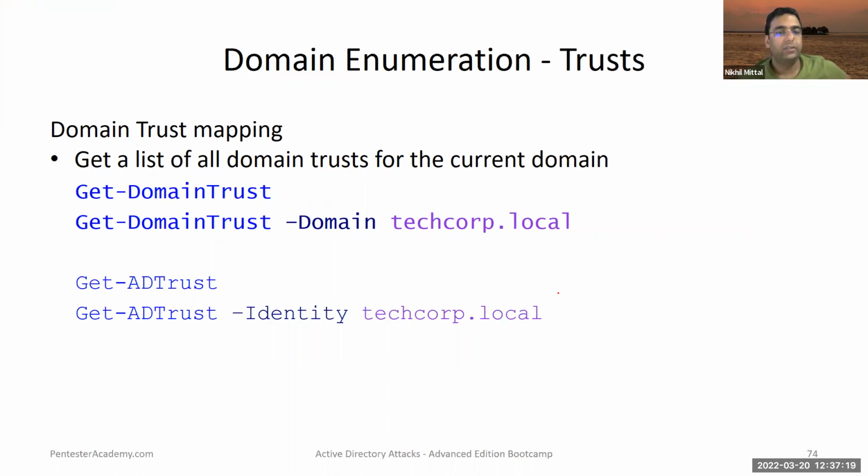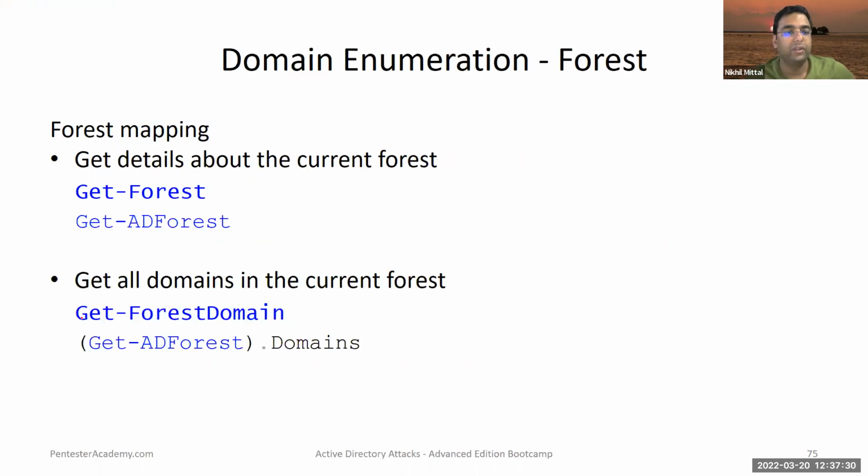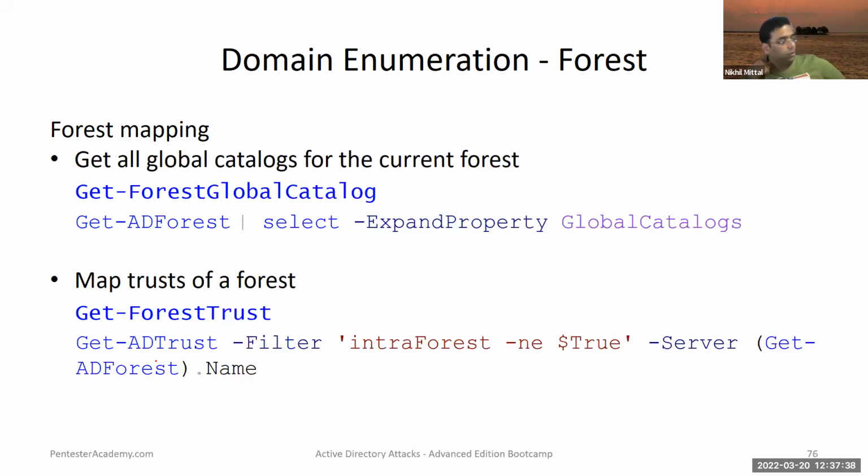environment. So Get-DomainTrust gives us a list of all the domains in the current domain. We can run it against the forest root as well. Get-ADTrust with Identity. We can map all the details about the current forest, all the domains in the current forest. We can check global catalogs. We can map trusts for a forest. So running these commands would give us an idea of what the trust relationships look like in the forest environment.